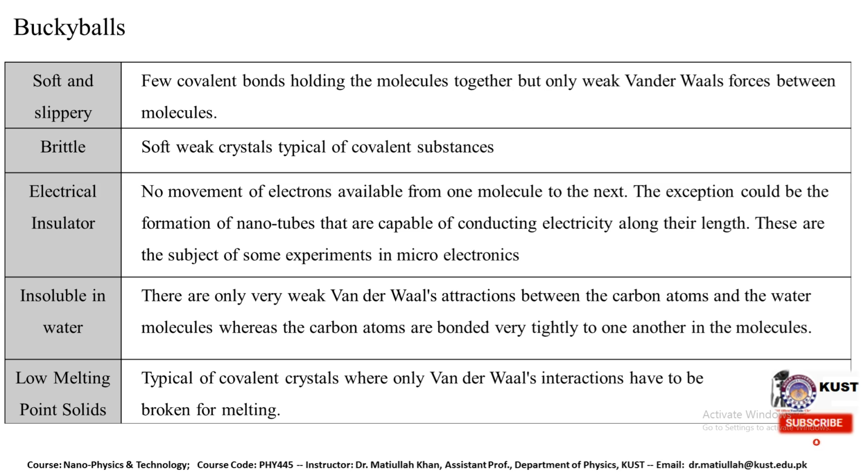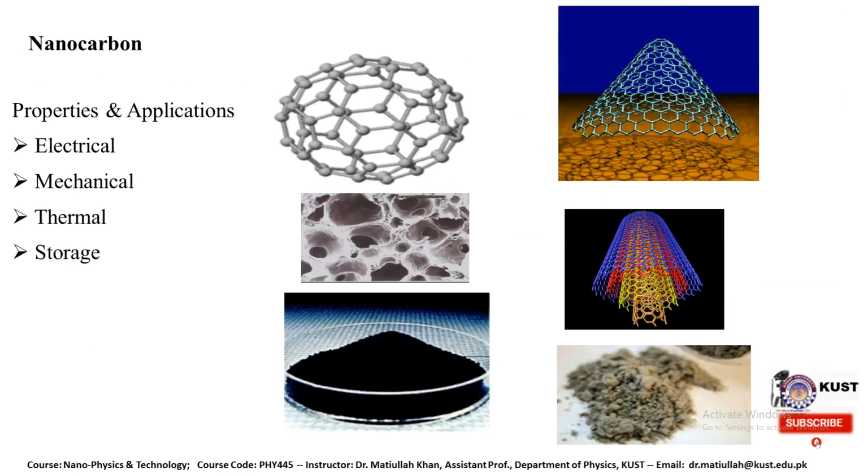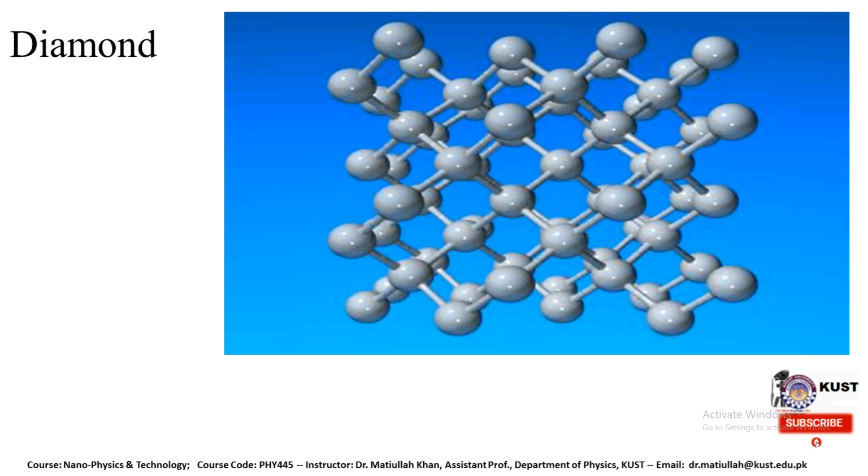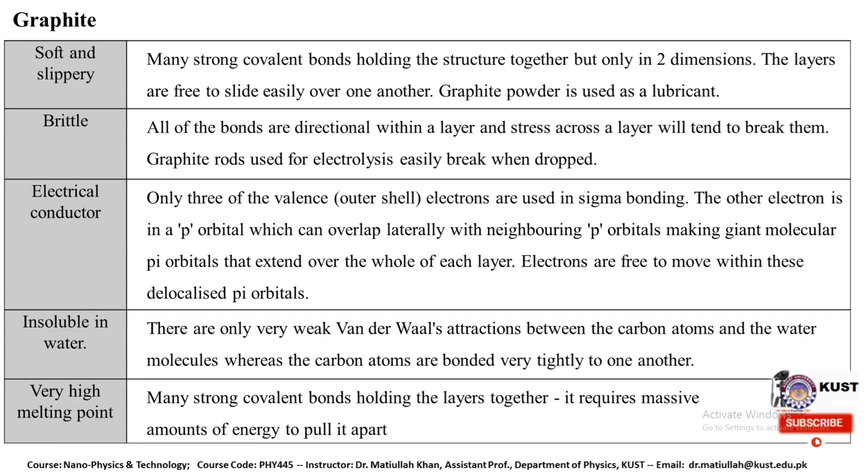The exception could be the formation of nanotubes that are capable of conducting electricity along their length. These are the subject of some experiments in microelectronics. So the properties of diamond and graphite differ very much from each other. That is why they have interesting applications and are widely investigated in various types of applications.